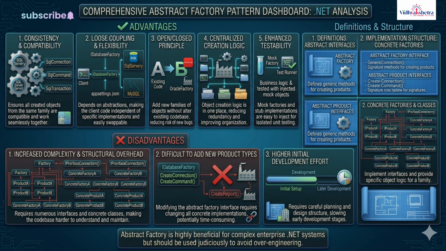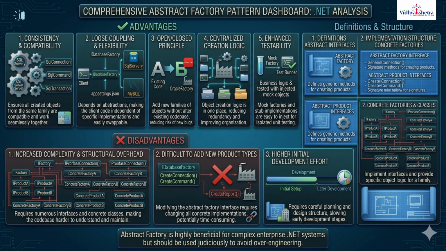Another important benefit is centralized object creation. In .NET projects, especially large enterprise systems, object creation logic can become scattered and repetitive. The abstract factory consolidates this logic into a single place, improving code organization and readability. It also makes it easier to manage changes, as developers only need to update the factory rather than multiple parts of the application. Additionally, the pattern enhances testability.